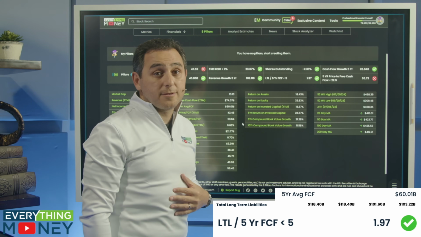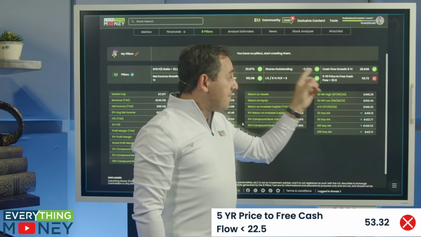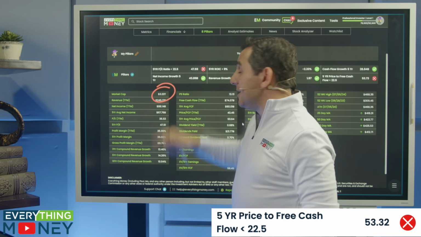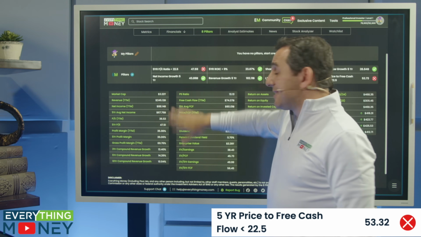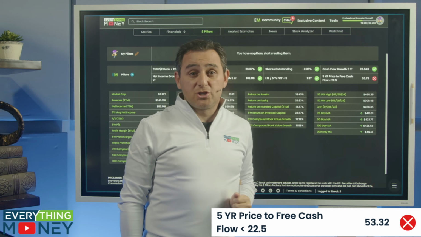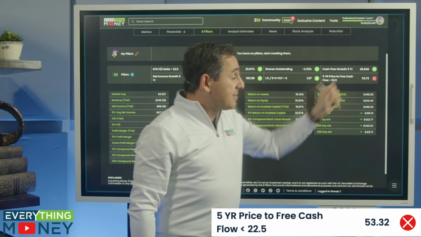long-term liabilities. And the final pillar, 5-year price of free cash flow less than 22.5. Take the current market cap. This is similar to the PE ratio. Take the current market cap divided by the total of the last 5 years free cash flow. Is that less than 22.5? If it is, it's a check. If it's more, then it's an X.